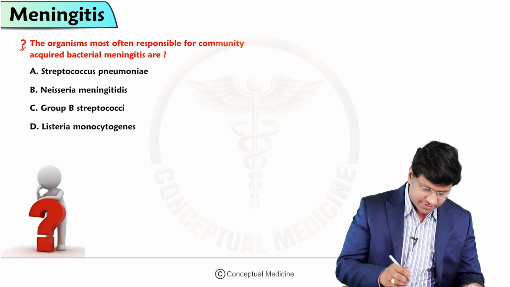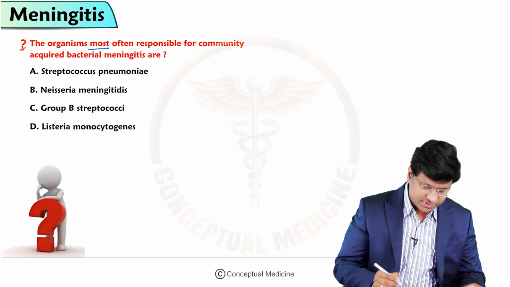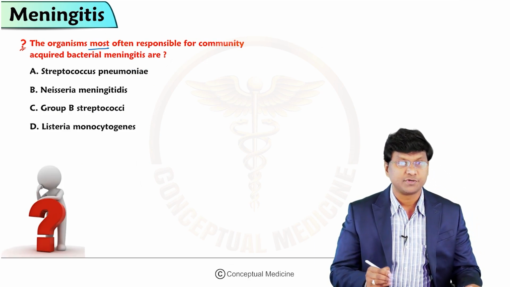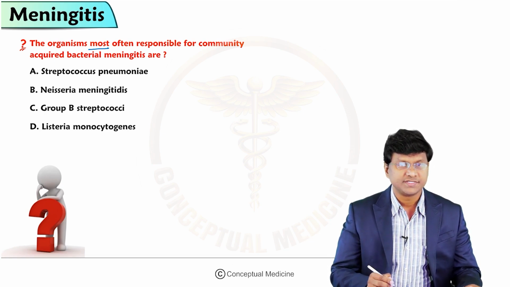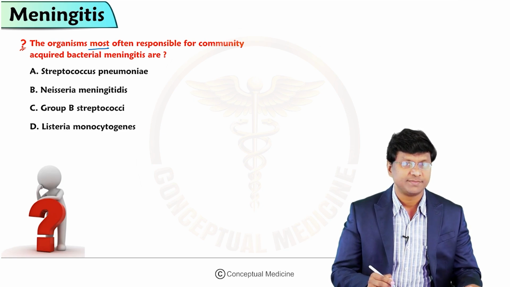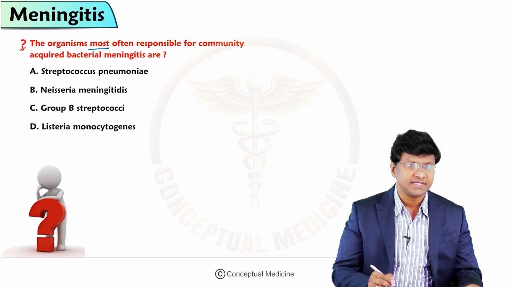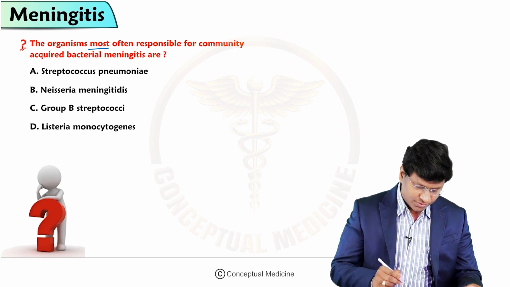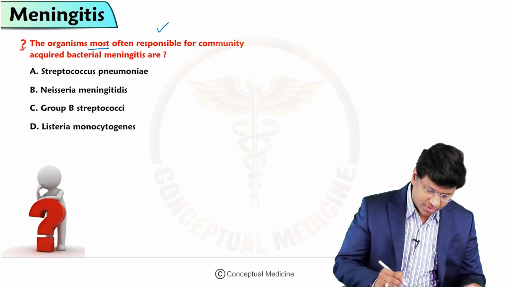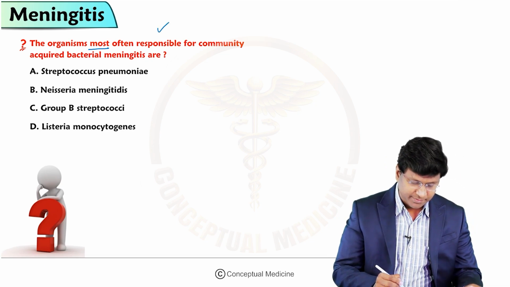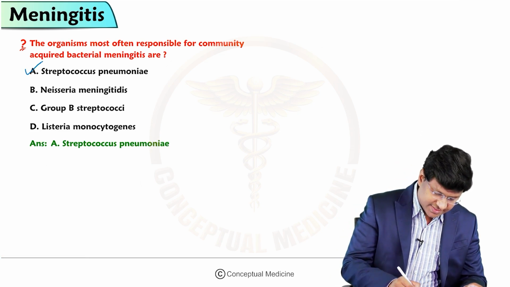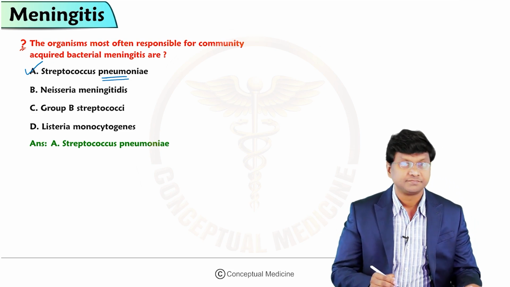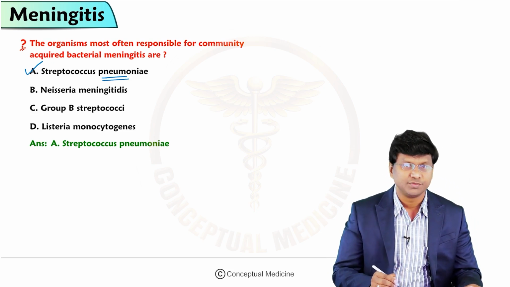Now, you see another question. The organisms most often responsible for community acquired bacterial meningitis are Streptococcus pneumoniae, Neisseria meningitidis, group B Streptococci, and Listeria monocytogenes. So the most common organism responsible for community acquired bacterial meningitis will be Streptococcus pneumoniae.